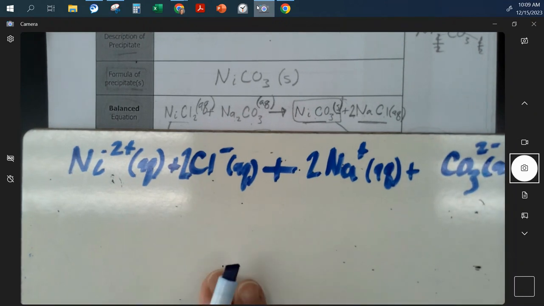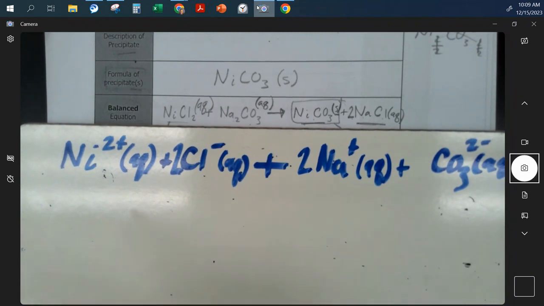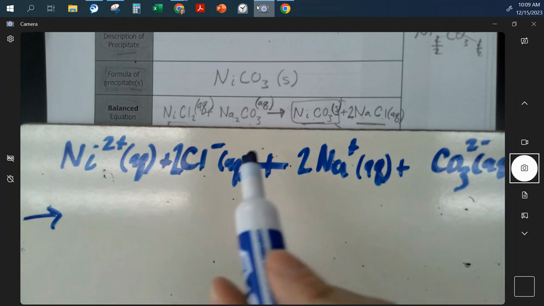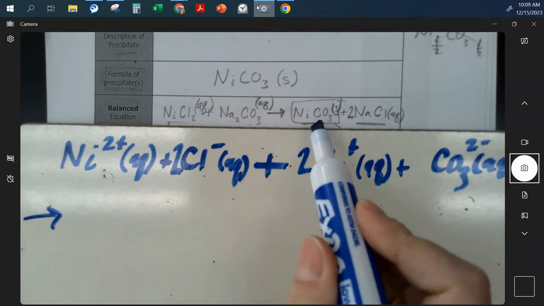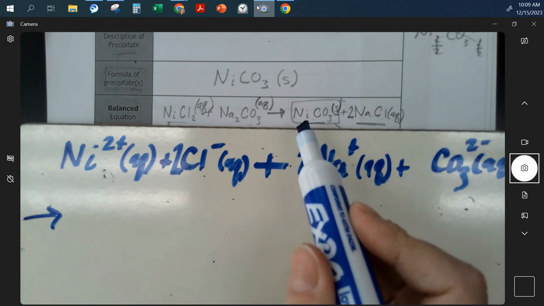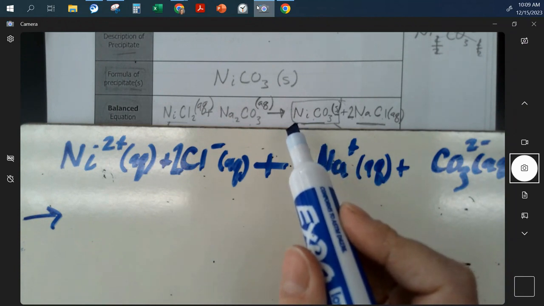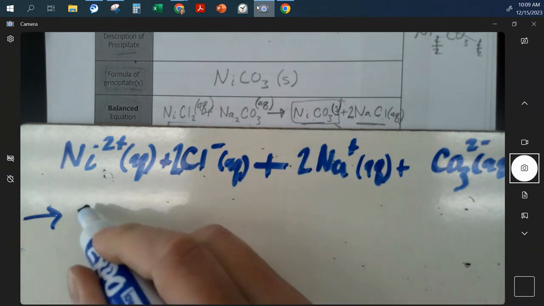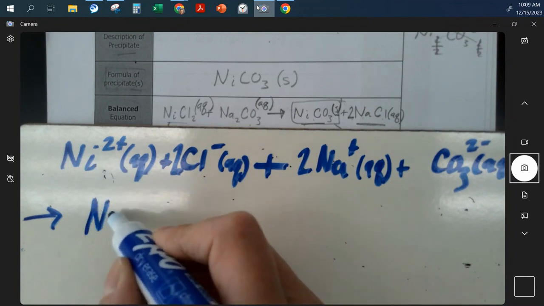Okay, I'm going to run out of space, so I'm going to put it on the other side of the arrow, as a second level. Okay, and then I have this one. This one didn't break into pieces because it's solid. So if it's a solid or a gas, it doesn't become its ionic pieces. Okay, so this one I'm just going to write out the same as I had before.